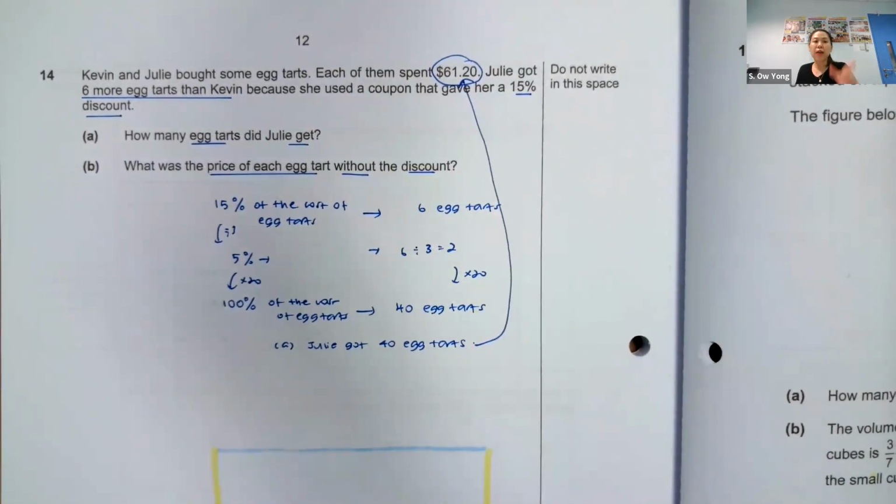All right, so now they ask, what was the price of each egg tart without discount? So what do you do? What do you think?